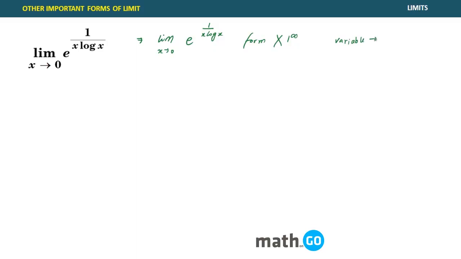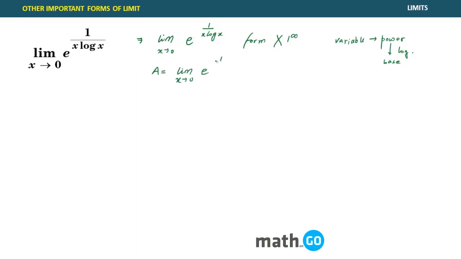Variable is in power form, right? So how to reduce power to the base? Yes, this is how you should think. We need to take log here for reducing power to base. So let's say the answer to this particular limit will come out to be a.